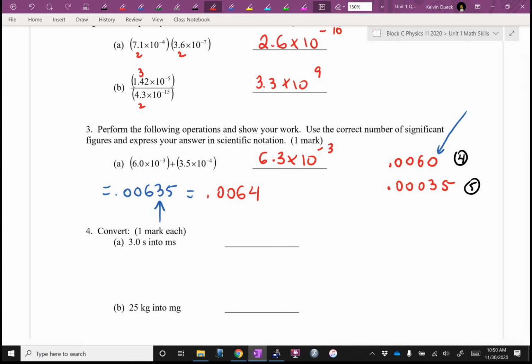Sorry? 6.4. Thank you, Candy, for you. 6.4. That's what I said. 6.4. Sorry, I'll write it neater so you can see it next time better.